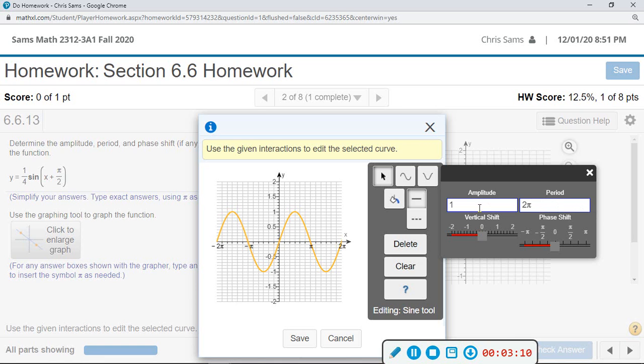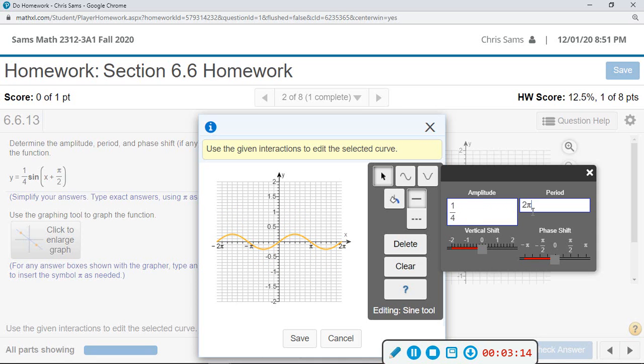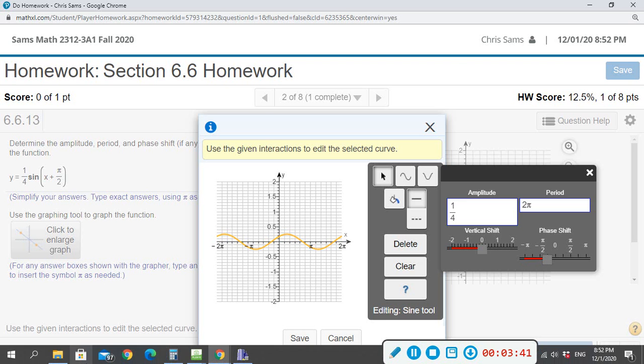So this is a little bit different. Amplitude is 1/4, 1 divided by 4. The period was still 2 pi. There's no vertical shift. Phase shift was left. Can I get that? Right at pi over 2. I guess that's it. I can't tell which one it is.